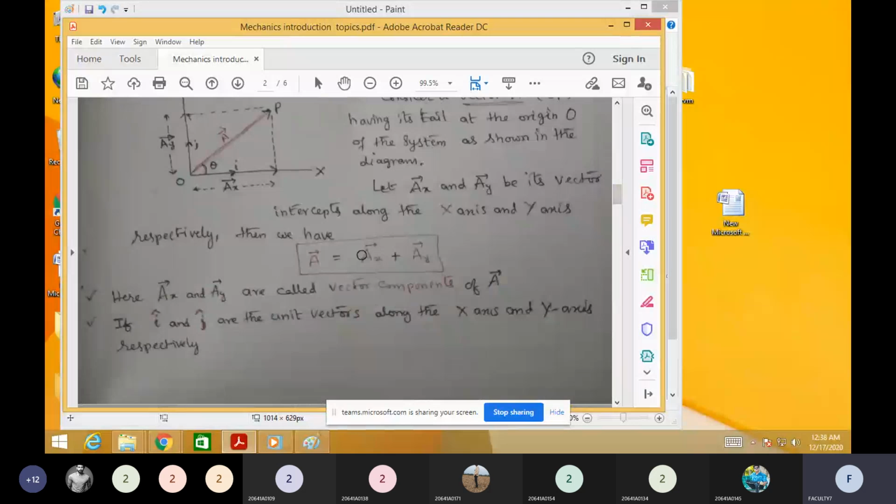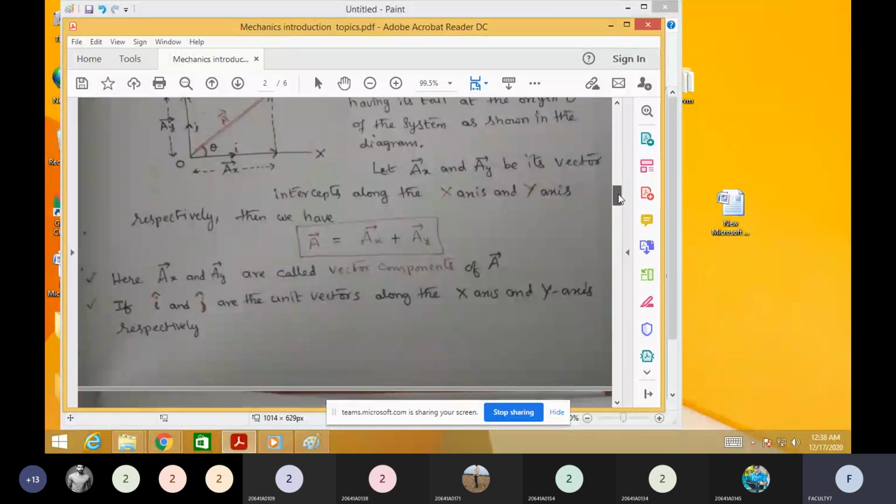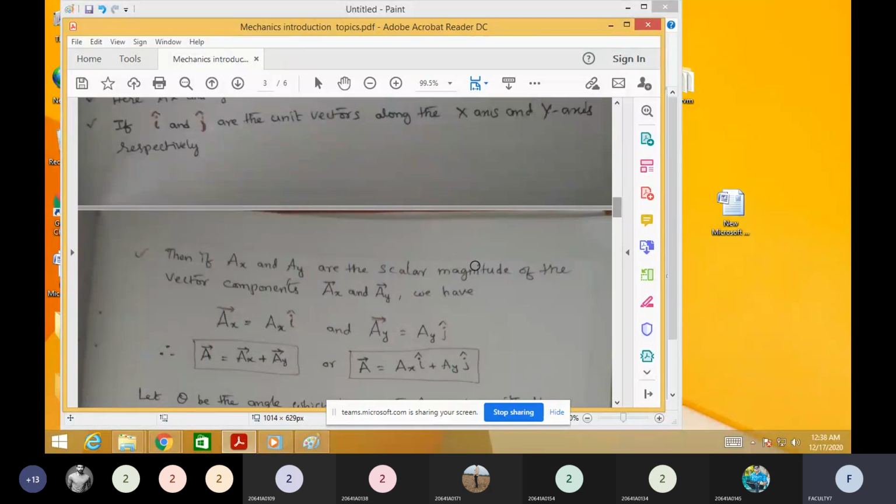Thereafter, we saw the resultant vector a. The resultant vector a can be given as the sum of these two components, the x component and the y component. Then we introduced i cap and j cap as the unit vectors. i cap is on the x-axis and j cap is on the y-axis. We are going to use these two to give the components in terms of i and j.